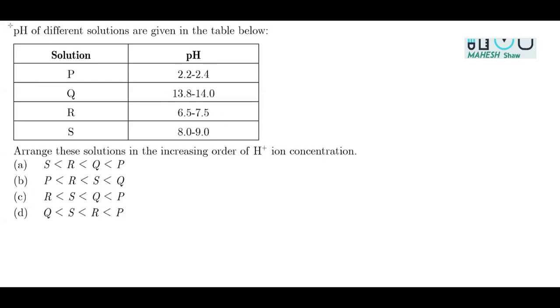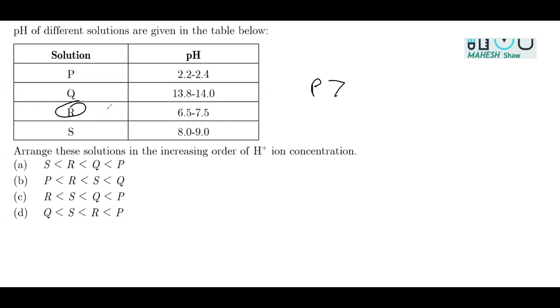The next question says that the pH of different solutions are given below. Like the pH of P is between 2.2 to 2.4 and so on. The substances are given. Now we have to arrange the solutions in increasing order of H plus ion concentration. First of all, you should know that regarding the pH, the lower the pH, the more acidic it is, right? So we can say that P is more acidic than R, because it has the lowest pH.